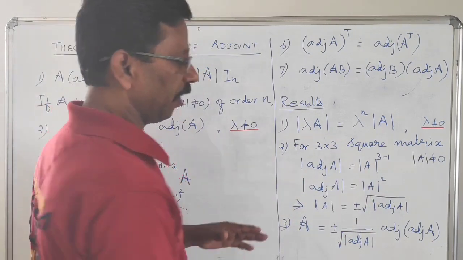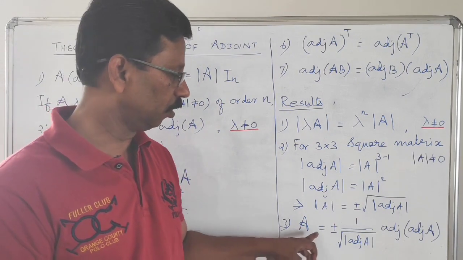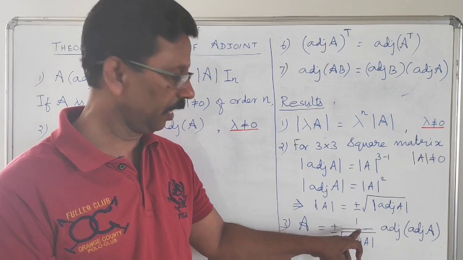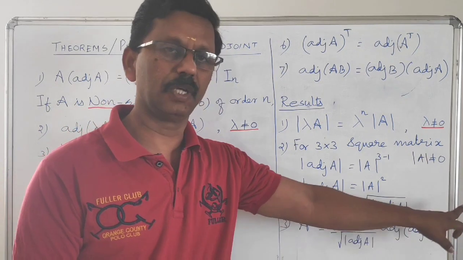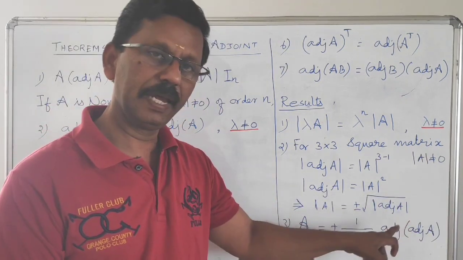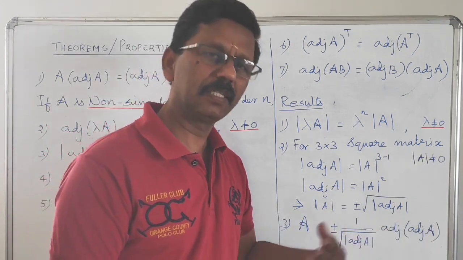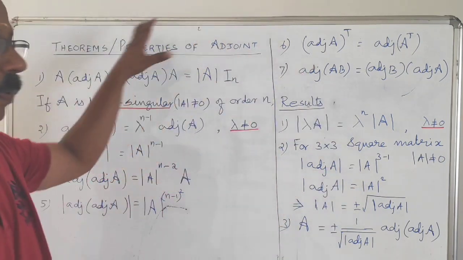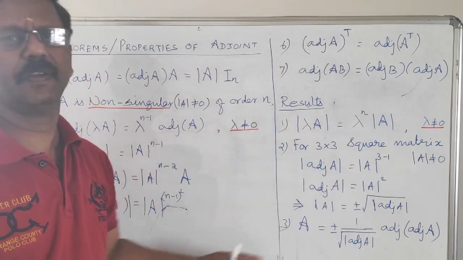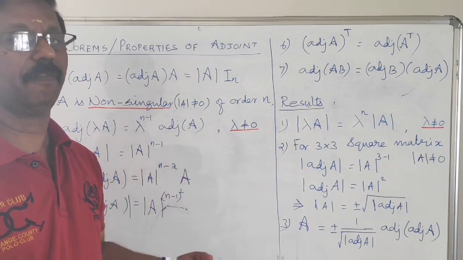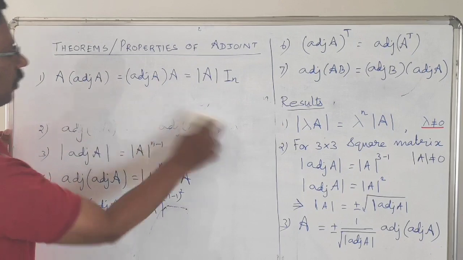And also, if the adjoint of a matrix is given, how do you find this matrix A? That is, A is equal to plus or minus 1 by root of determinant of adjoint A into adjoint of adjoint A. This formula can be applied to find A when adjoint A of the matrix is given. Okay, now let us see the problems under these properties one by one. First, the proofs of these properties are explained below in the textbook. If you have any doubt, you can clarify later. Now let us see the problems based on these properties.